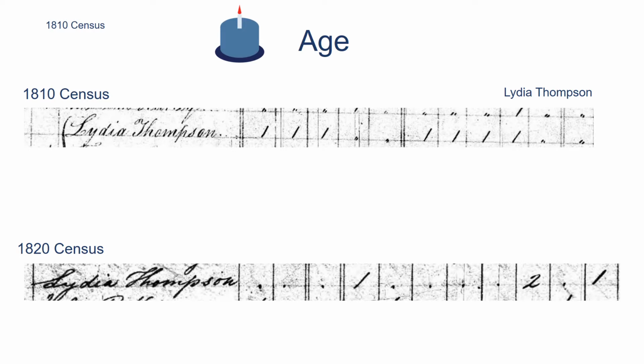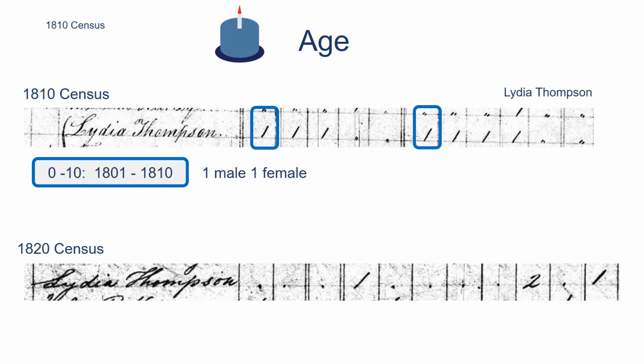This is a comparison of Lydia Thompson in 1810 and 1820 in Boston, Massachusetts. Doing these comparisons between censuses is challenging, but really worth it when you can find evidence of the same family from census to census. 2 of her sons and 1 daughter likely married during the 10 years or died.